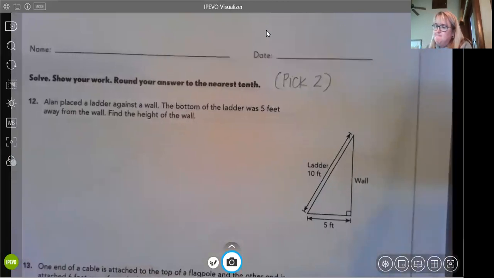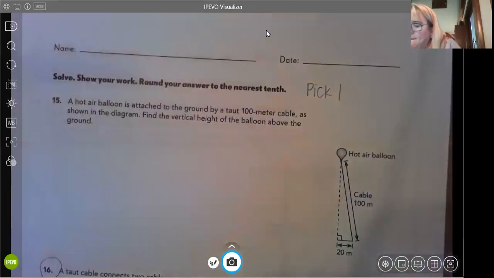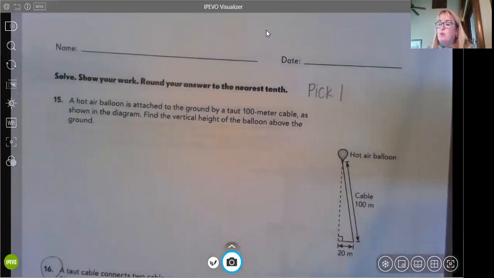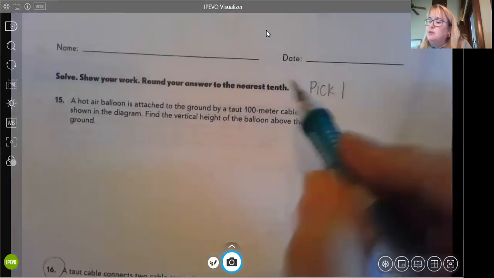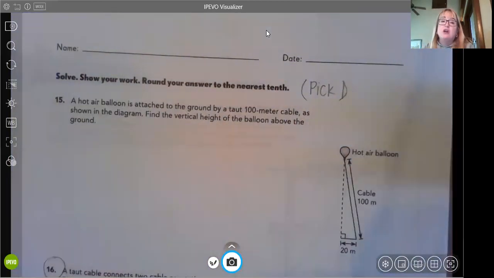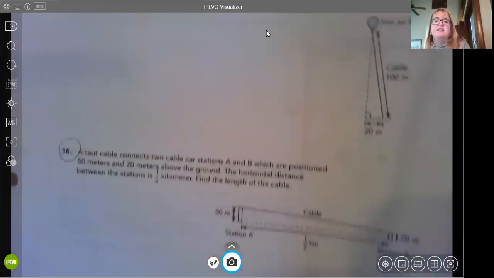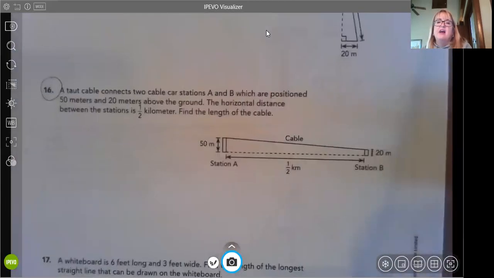Page 4, I want you to pick one of them. There's 15, 16, and 17. I want you to pick one, but we are going to do 16 together. So you can't pick 16. You're going to pick one of 15 or 17. All right, so let's do 16 together.